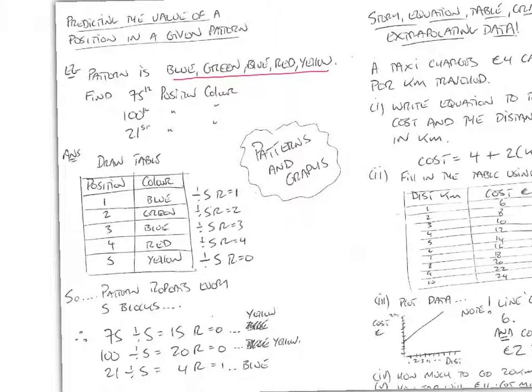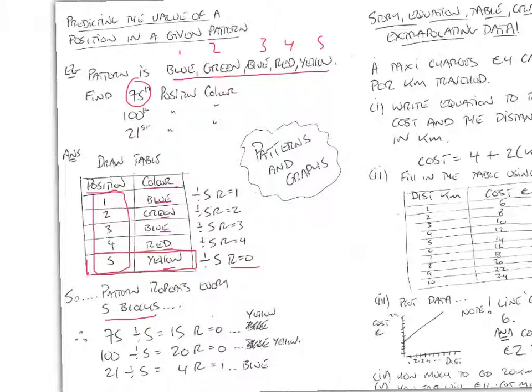Well, the thing to do is to draw a table, to write down position and colour and fill in. We see that it goes from 1, 2, 3, 4, 5 repeating, so we represent that in this column, and we write the associated colour beside each number, and we have our table, and the pattern repeats every 5 blocks. So we always go to the 5th block, and we say if we were to divide our position query by 5, if the remainder is 0, then it's going to be yellow.